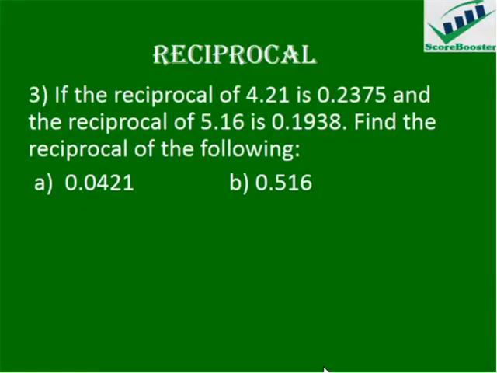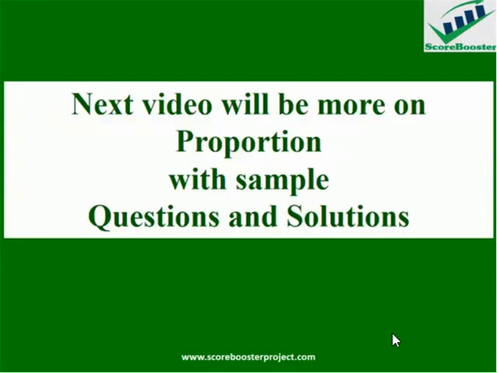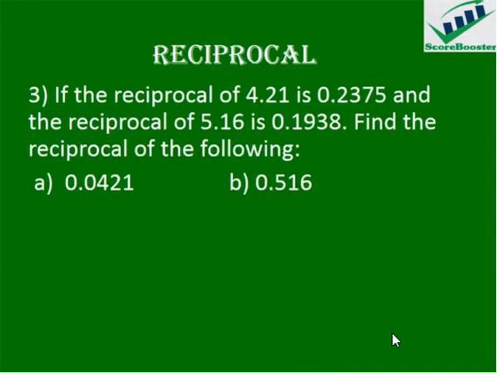The third question says if the reciprocal of 4.21 is this and the reciprocal of 5.16 is this, we should obtain the reciprocal of the following: 0.0421. You can see that this first question is relating to this and this second question is relating to this. So the next video will also be more on proportion. That is when we are going to talk about indirect proportion, and you are going to need the idea of reciprocal in knowing what indirect proportion is and solving questions on indirect proportion.